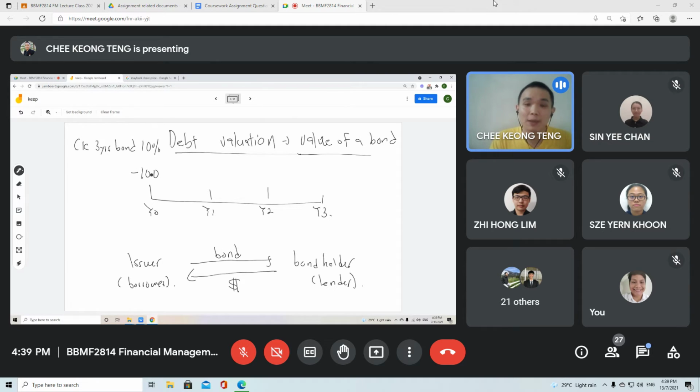So basically you lend me 100 ringgit, and I give you one bond, this 3 years bond. So you take one bond, and with the bond, you are the bondholder. Every year, I will pay you 10 ringgit as interest, or what we call the coupon payment. It is the interest, because you lend me 100, I pay you 10% every year, which is 10.